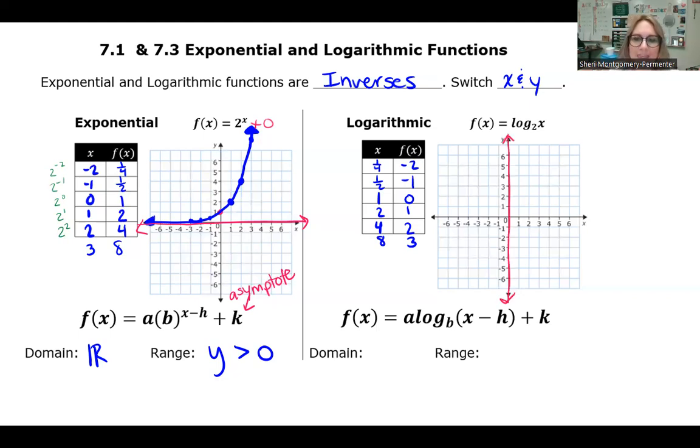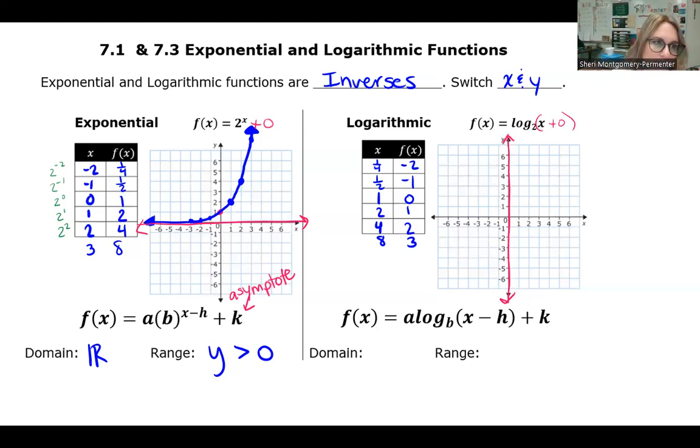And the way you know what that asymptote is, although we're not going to spend a whole lot of time graphing. Since we switch x and y, it goes with the x. And here it's like plus 0 because there's not anything. So it's at 0.